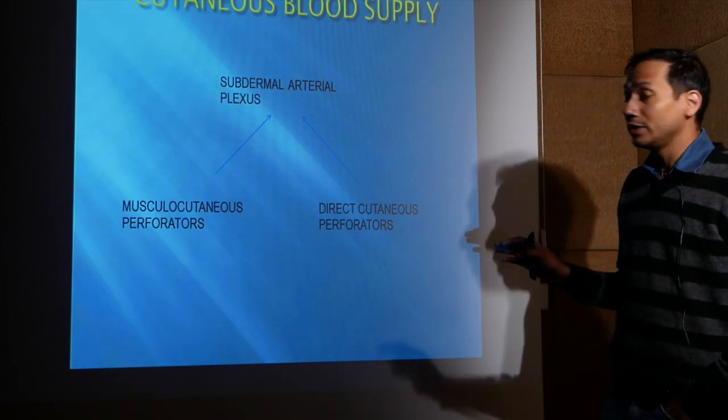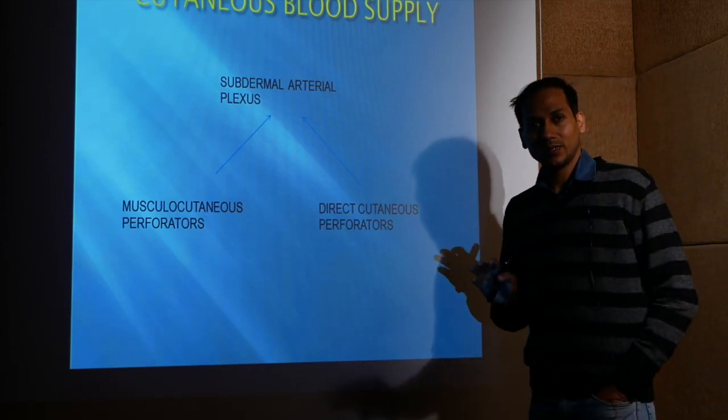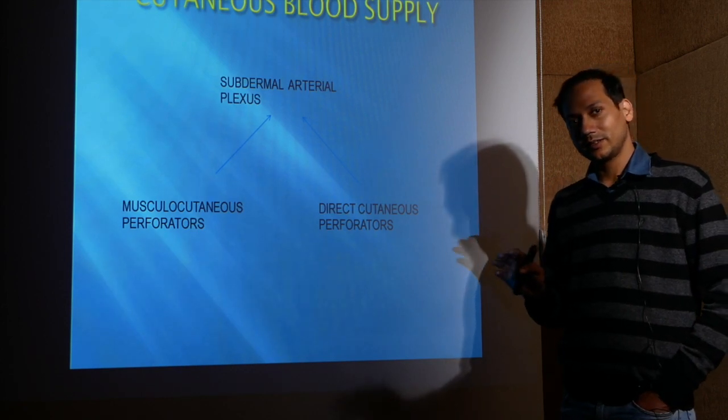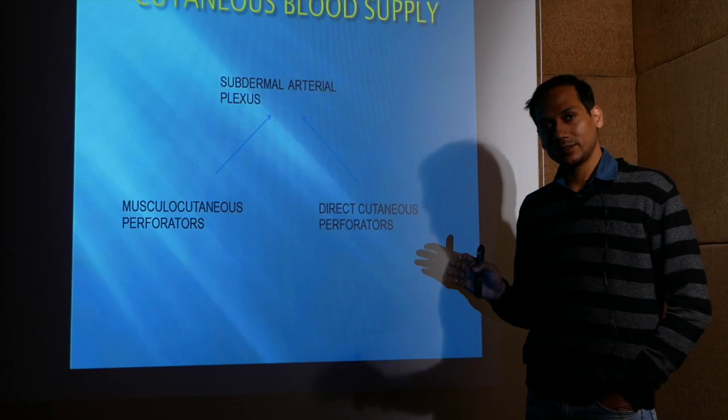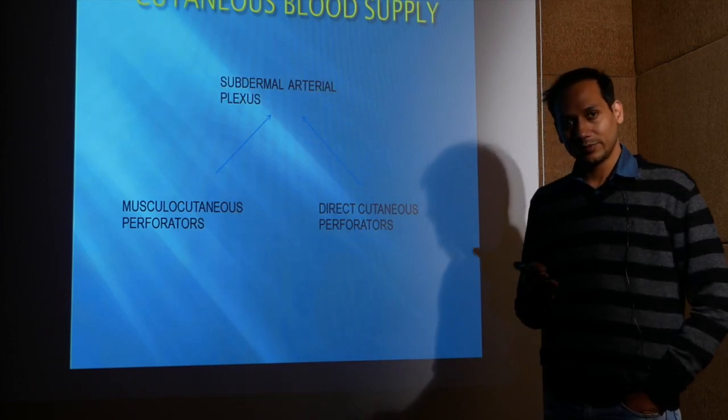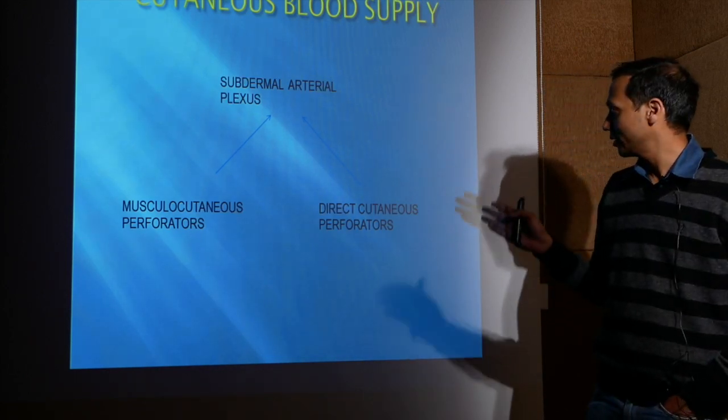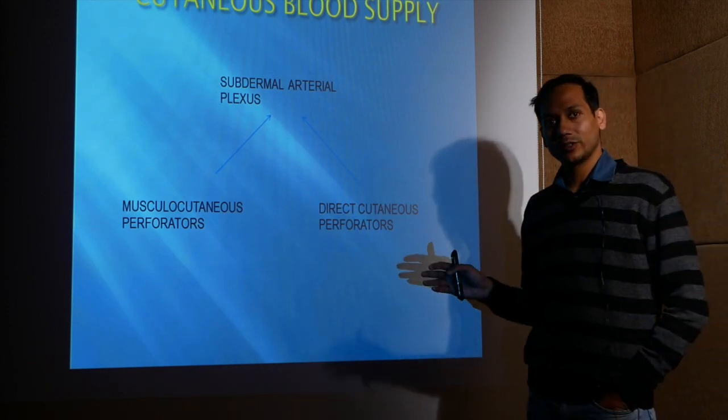Now we need to know about the blood supply of the skin. There are many plexuses present in the skin, subepidermal and subdermal, which get supply from the various perforators coming from the main axial vessels, either in the subcutaneous or in the musculocutaneous form.